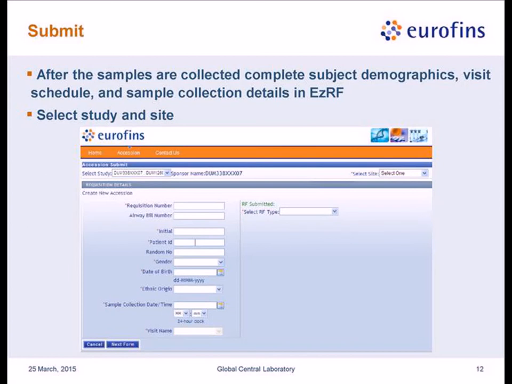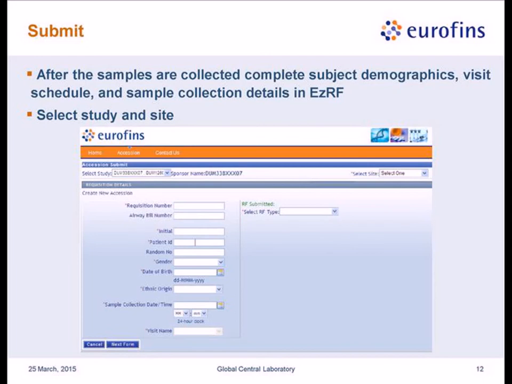Similarly, you have the initial fields where you would complete the patient ID. The site number in the patient ID will be pre-populated as soon as you select the site number from the drop-down menu on the top. The last few digits in the patient number would then need to be typed. You have the randomization number, then gender.